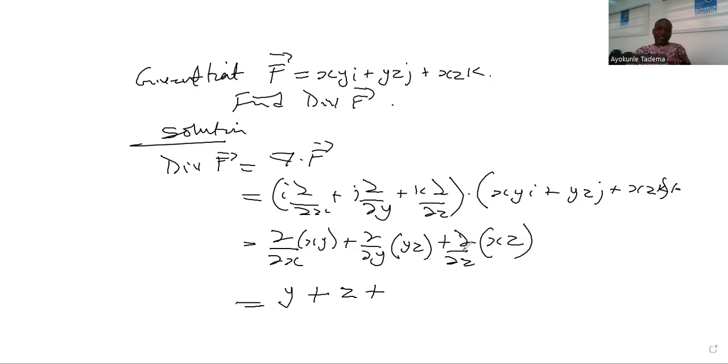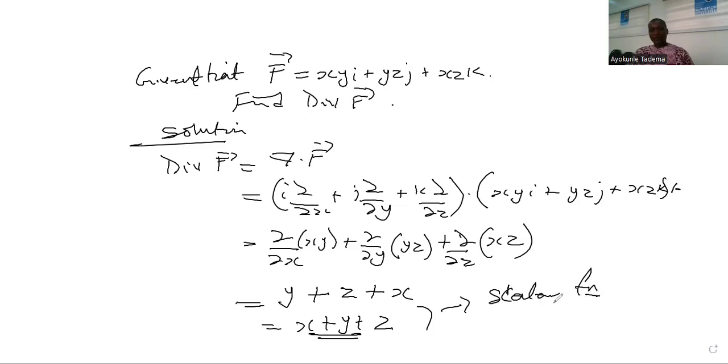Plus the last one, differentiate with respect to z. When you differentiate z it is 1. 1 multiplied by x, we have x. Meaning that your answer is x plus y plus z, which is a scalar quantity. That is all about div, that is divergence. And we can see here that your answer is a scalar function.